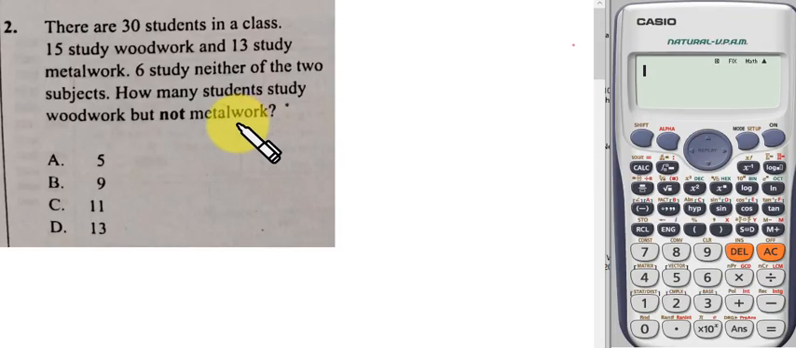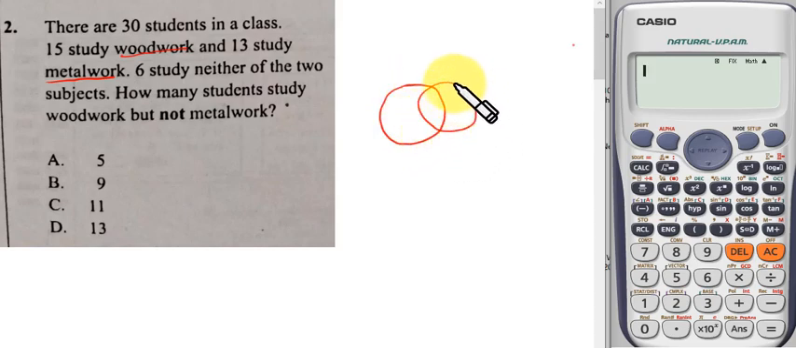Now, one way that we can solve this is to use the Venn diagram. There is a two-set problem because it talks about two things here. We have woodwork and we have metalwork. So I'm going to draw a Venn diagram for a two set. First, I'll draw one circle and I'll draw the other to intersect it, and I'll draw a rectangle around this.